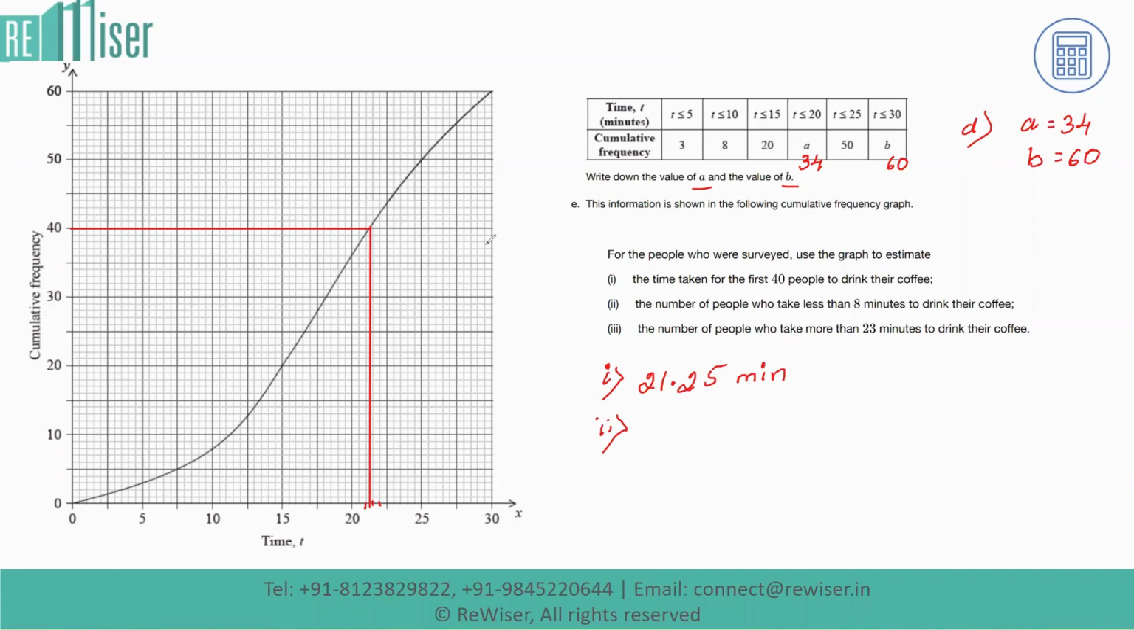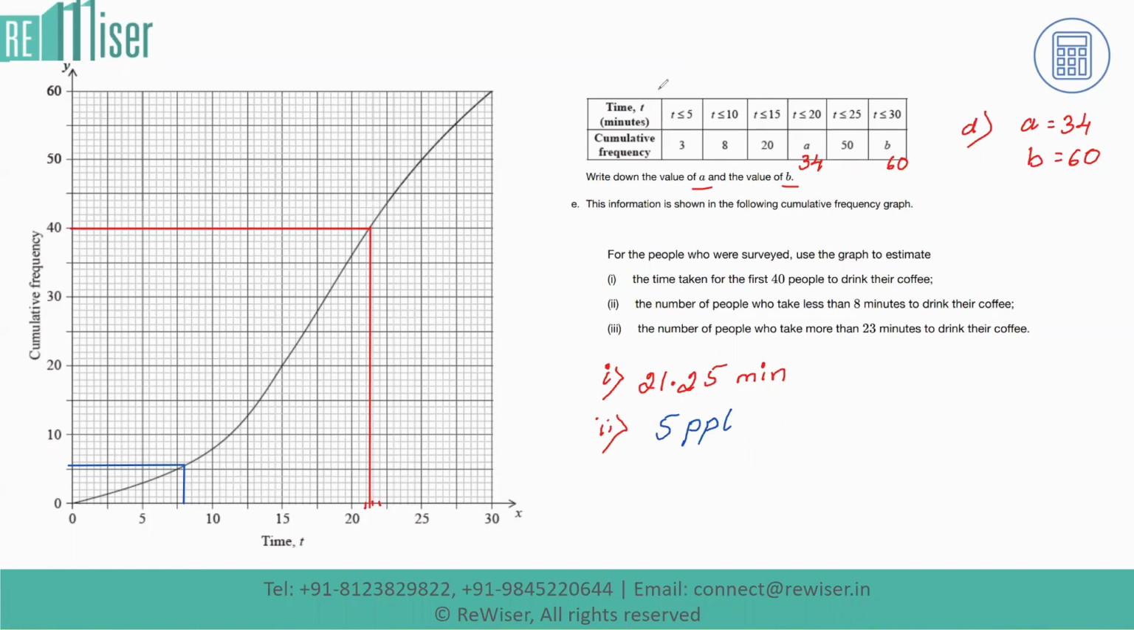Next, part 2: the number of people who take less than 8 minutes. This is 9 minutes and this is 8 minutes. So the number of people who took less than 8 minutes is somewhere close to 5.5. But definitely we cannot have 5.5 people, so there are exactly 5 people who took less than 8 minutes to drink their coffee.